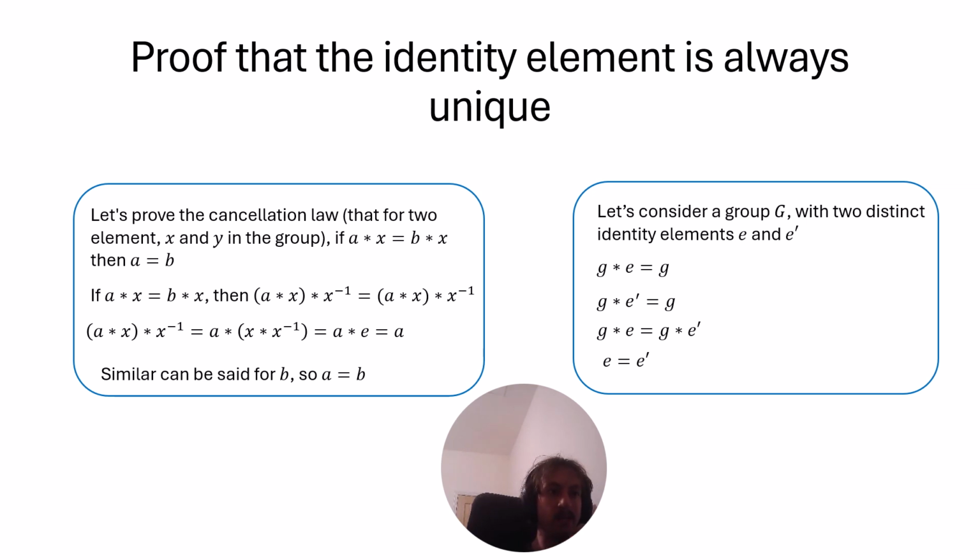Now you might say, well, I'm cancelling g's which are on the left hand side of our operator rather than the right hand side of the operator, but we can prove that the cancellation law still applies using a very similar technique to what we did where we were cancelling a term on the right hand side of our star sign. So we have shown that there is a unique identity element for a group.